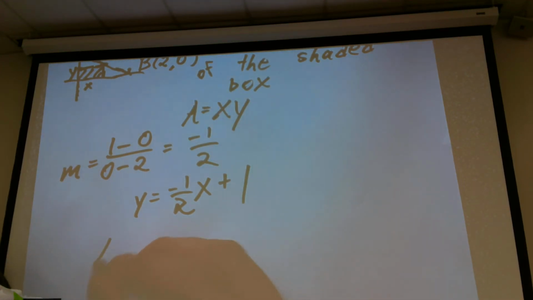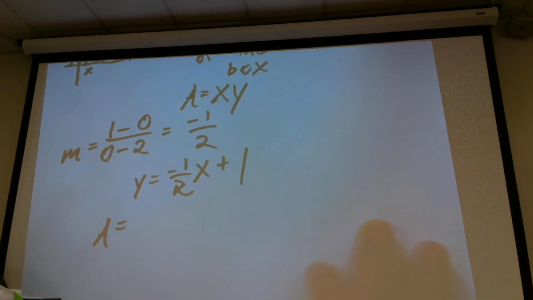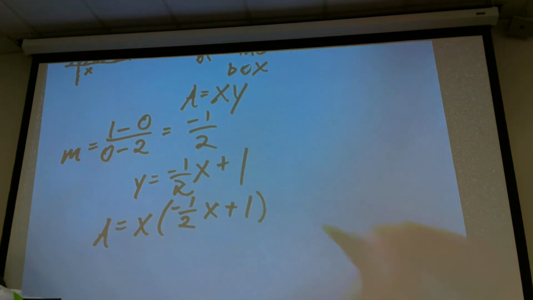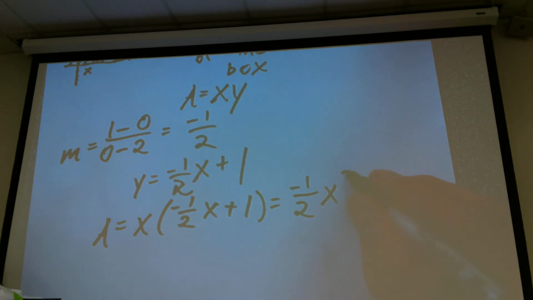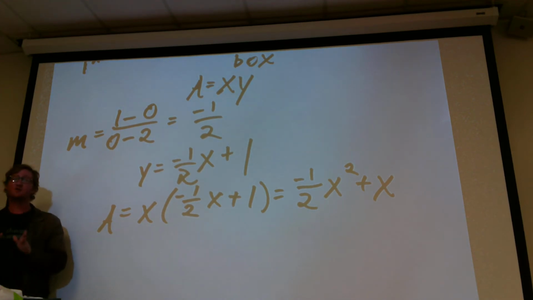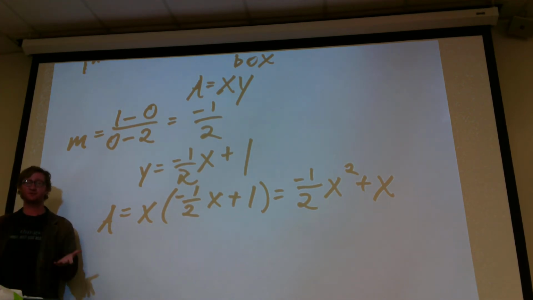So we're going to plug that y into our area. So area is going to equal x times negative 1/2 x plus 1. And so that would come out to being negative 1/2 x squared plus x. Okay. So we have the area as a function of one variable.